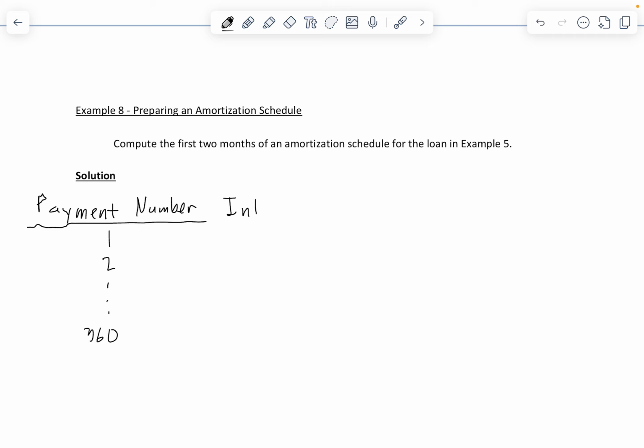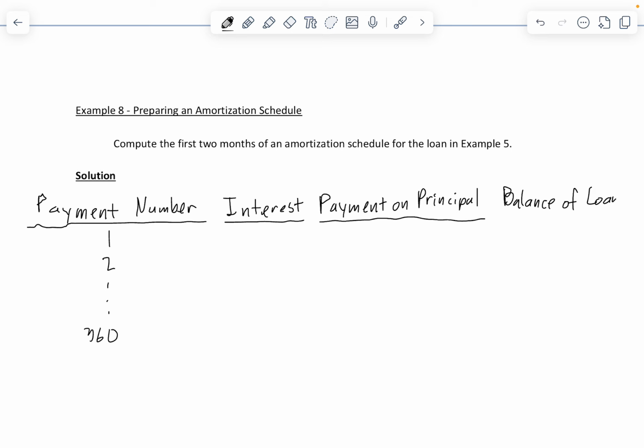You would have a column labeled interest. In this column, the total amount of interest you would pay for each payment would be given. And then you have a column labeled payment on principal. And then you would have a column labeled balance of loan. Okay. So that's the idea. I'm going to just erase this. And so we're going to just focus on what the first 2 rows of this table might look like.